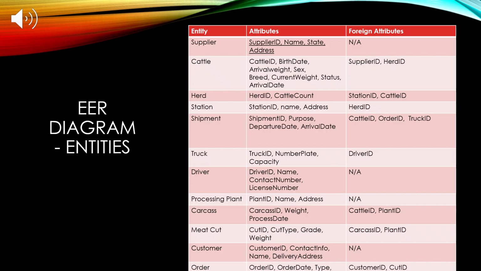For the customer, it would be customer ID, contact information, such as a number, a name, and a delivery address, and there would be no foreign attributes. For the order, it would be an order ID, order date, type, as in would it be an overseas order or a normal national order, and also the delivery address. And these would contain the customer ID and the cut ID, because we would assume that the orders they're placing would have specific cuts of meat.